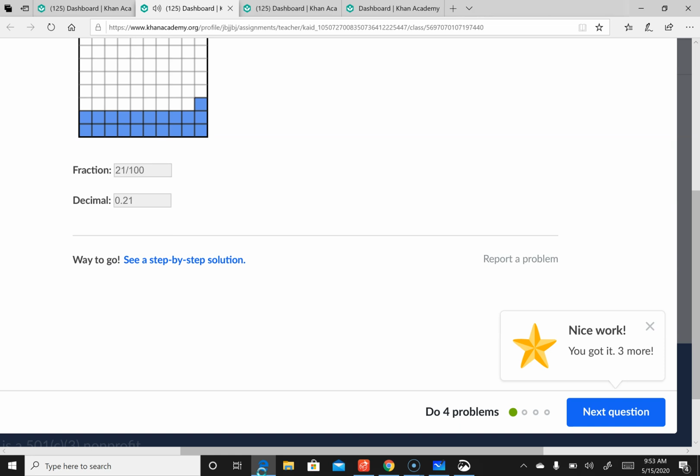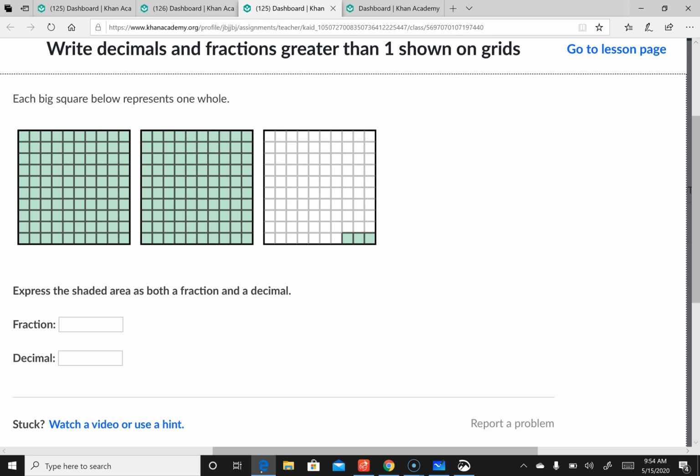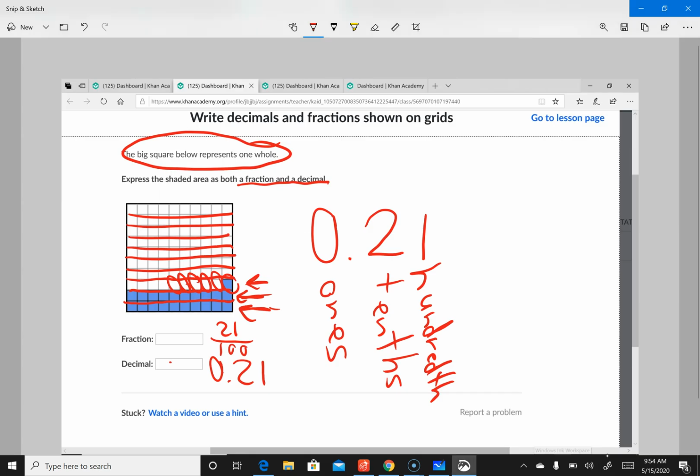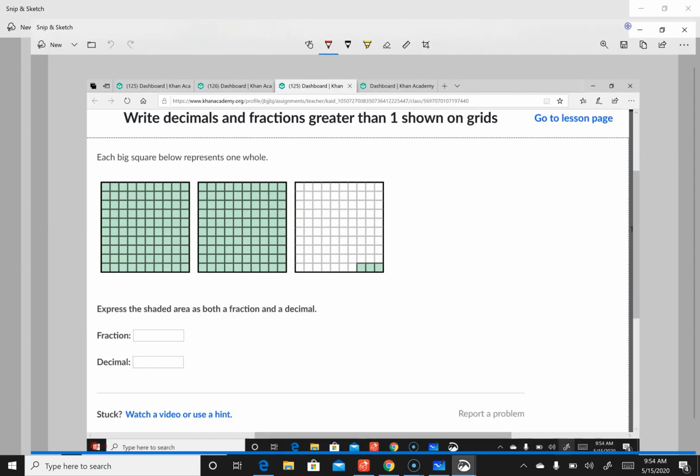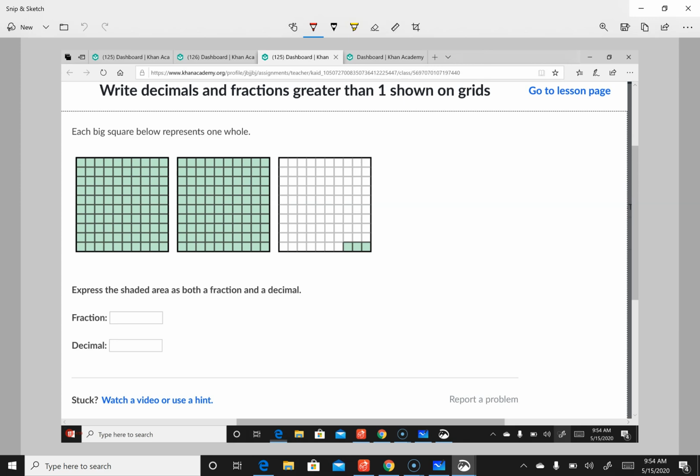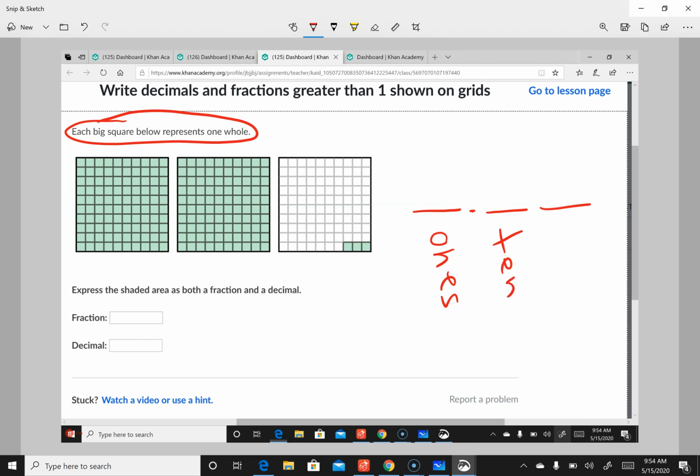Let me give you one more example. And this time, our example will be more than one whole. Okay? So here I have my example. It says each big square represents one whole, okay? So let's make our diagram here. Decimal point like that. We have ones, we have tenths, and we have hundredths.